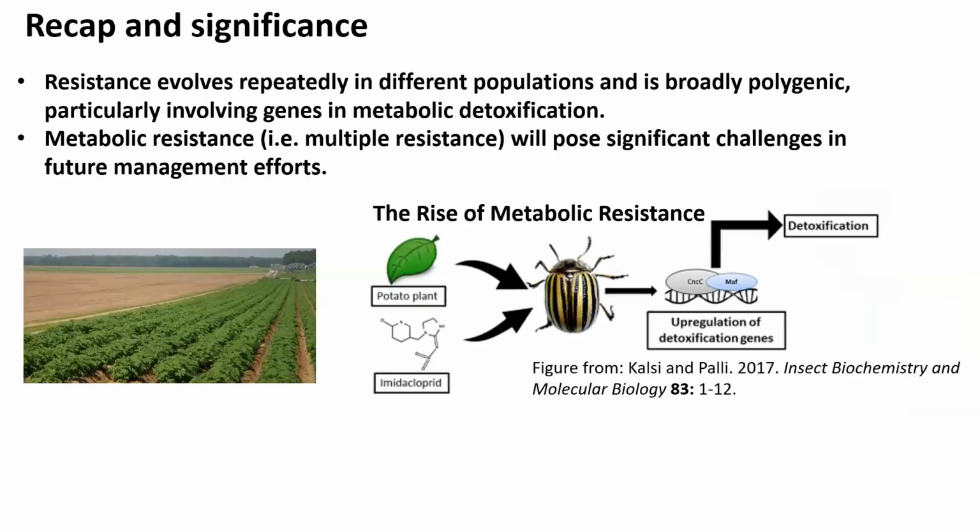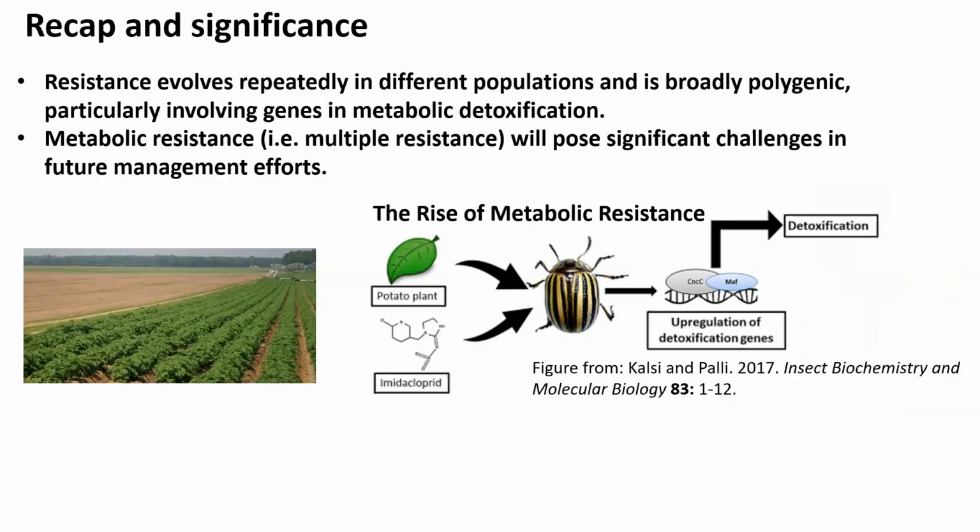What I've walked through is just a quick showcase of the different projects we've done, trying to understand the genetic basis of resistance and some of the mechanisms involved. We show that resistance evolves repeatedly in different populations. It has a lot of genes at play. It's polygenic. Particularly, we found a lot of evidence of metabolic detoxification genes being part of this story.